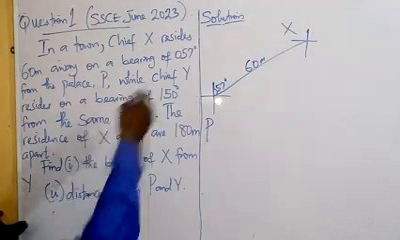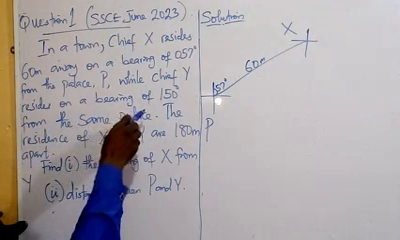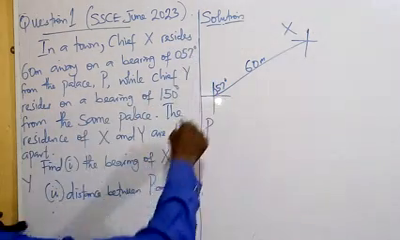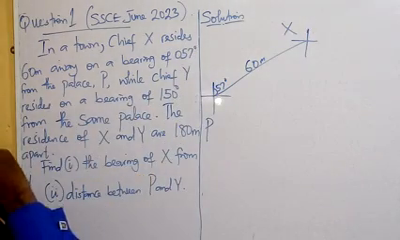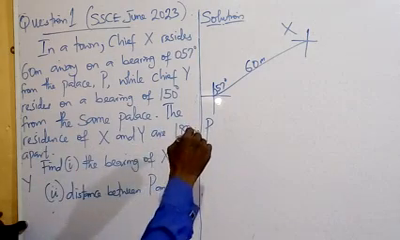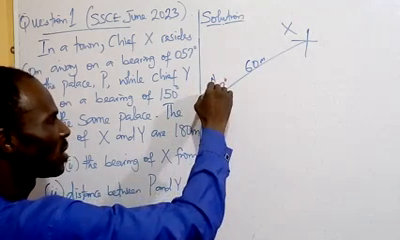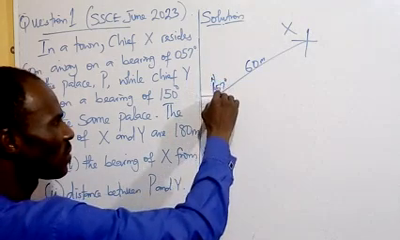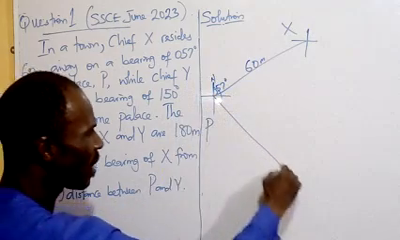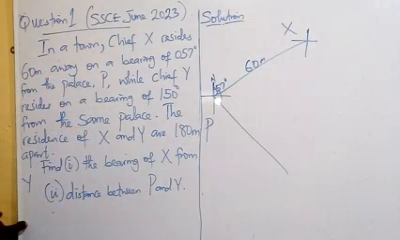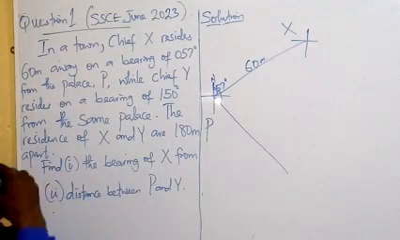While Chief Y resides on a bearing of 150 degrees from the same palace, which means from P. Y resides on a bearing of what? 150. It means that from this point, north, the movement is from here. Now we have from this point to this point 150 degrees.